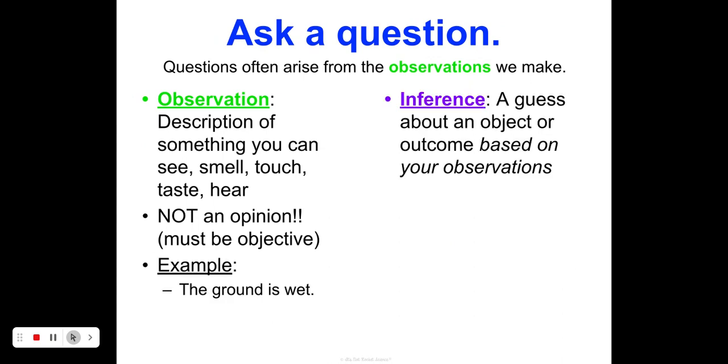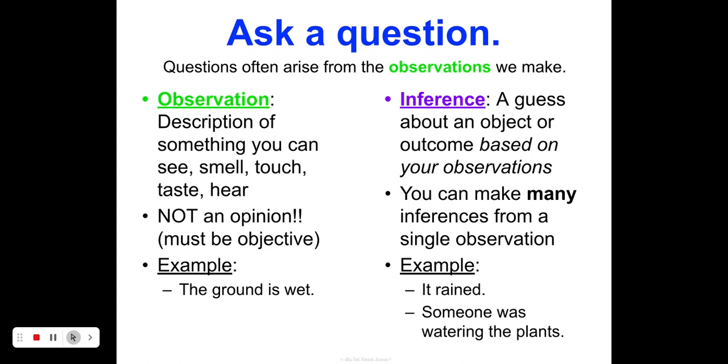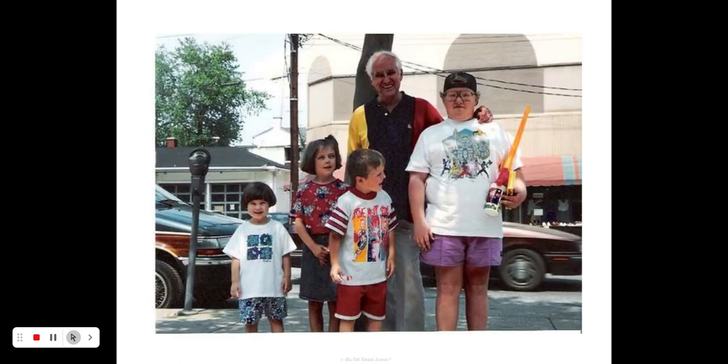That's an observation. Your inference is why you think that happened. So it's a guess about what happened based on your observations. You can make a lot of inferences. For example, if the ground is wet, you might say it rained, or you might say someone was watering the plants. There's a lot of different inferences you can make, and you're going to take in all of your background information to help you make that inference.